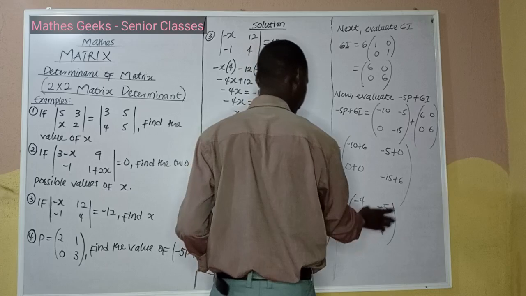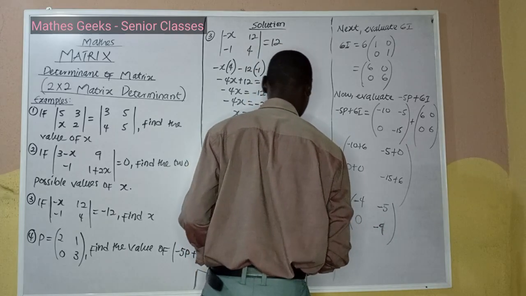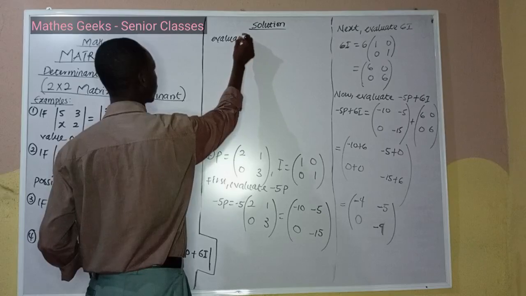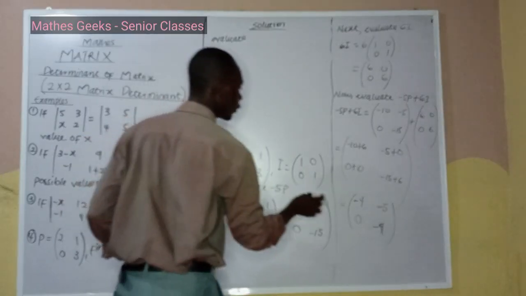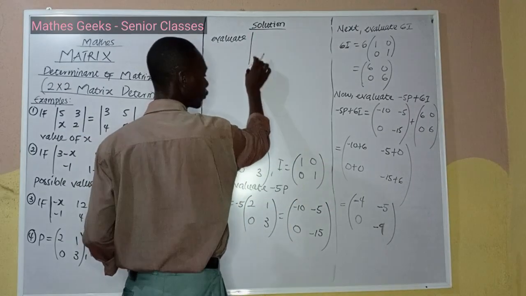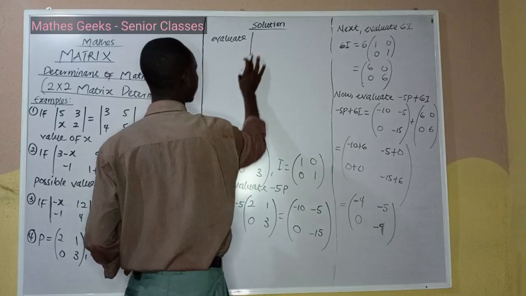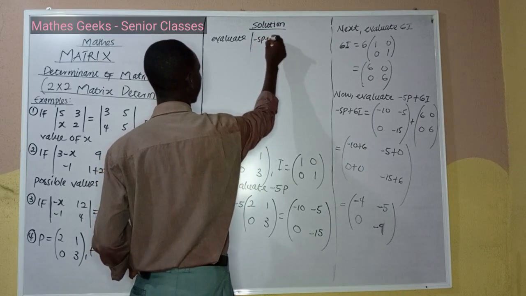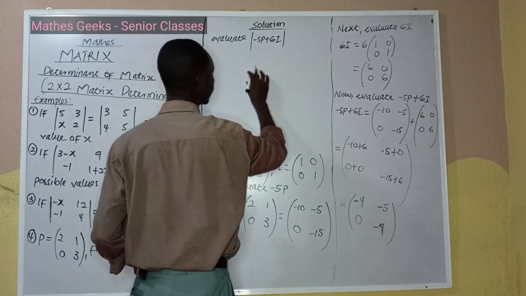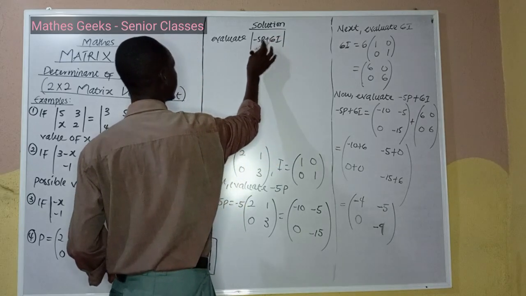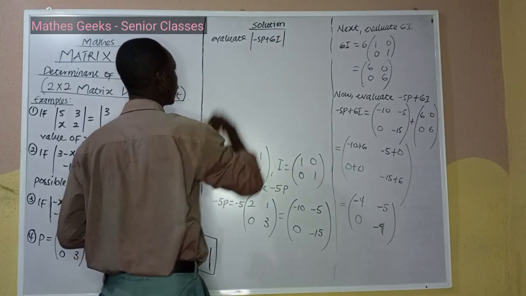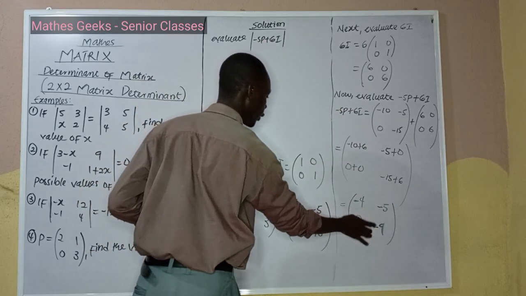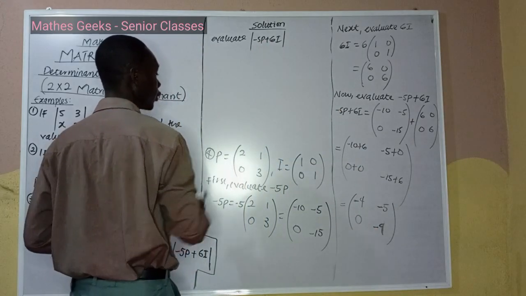Next thing I'm going to do is find the determinant of this matrix. You see, evaluate minus 5P plus 6I. That means find the determinant of minus 5P plus 6I, which is this matrix itself. Find the determinant of that matrix.